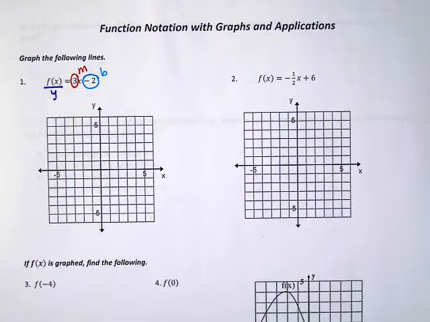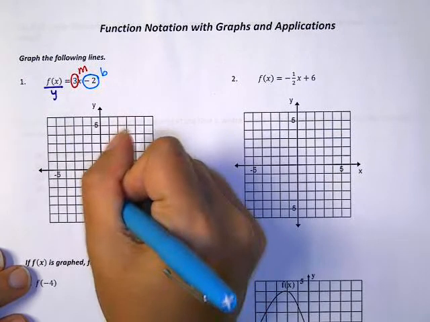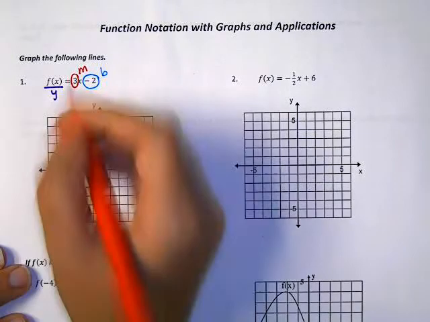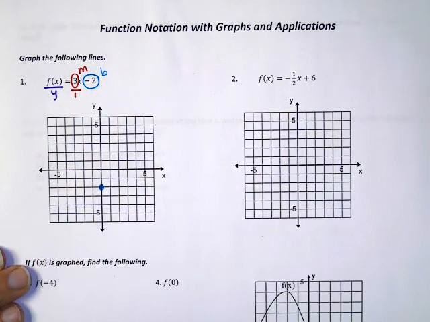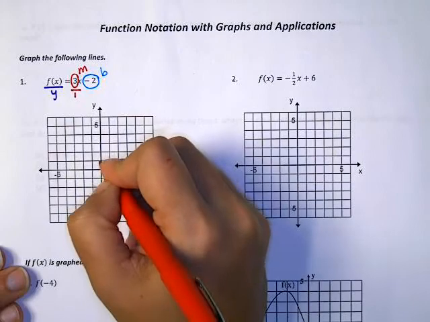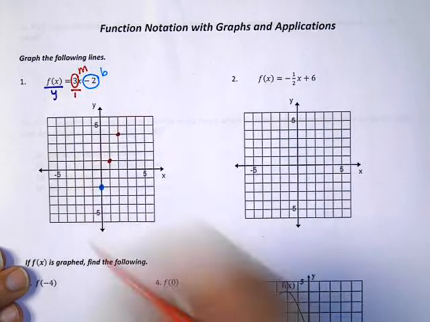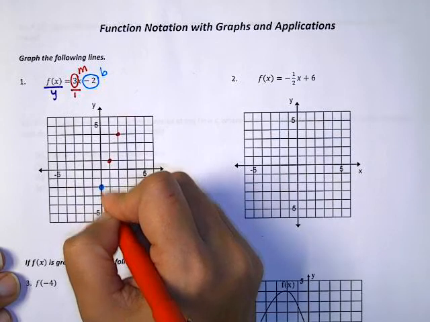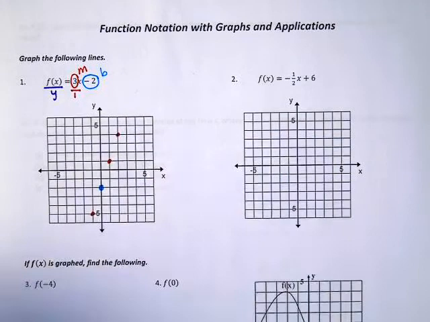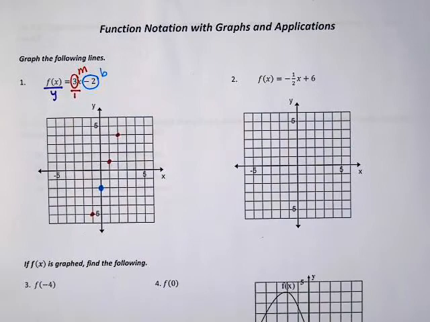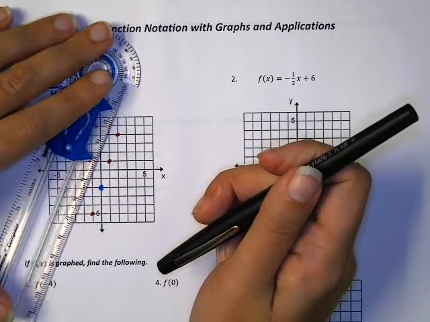This means that I would begin on the negative 2, and then I like to write in 3 over 1 so that I remember to go up 3 and over 1. Rise 3, run 1. I could also go backwards and go down 3 and left 1. Then when I'm finished, I would just graph my line.